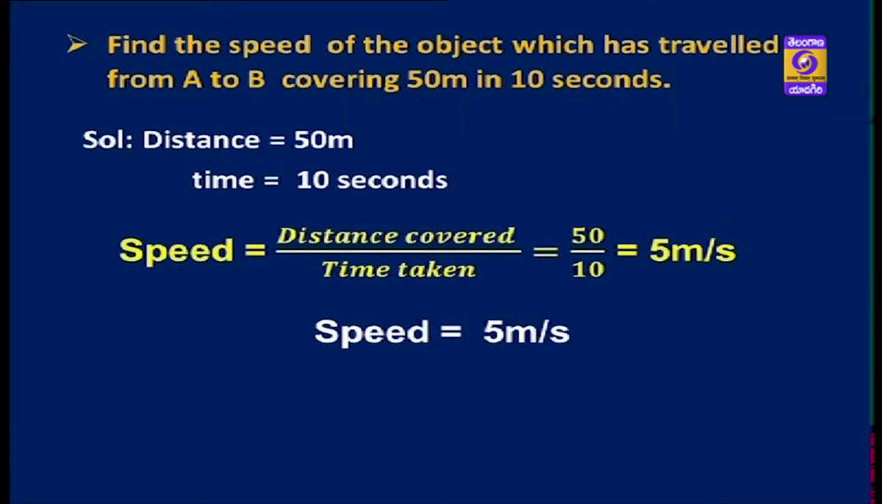Let us calculate another numerical on speed. Find the speed of the object which has traveled from A to B covering 50 meters in 10 seconds. Here the distance is 50 meters, time taken is 10 seconds, and the formula for speed is distance covered by time taken. Substituting the values, we get speed is equal to 50 by 10, which is 5 meters per second. So here the speed of the object is 5 meters per second.